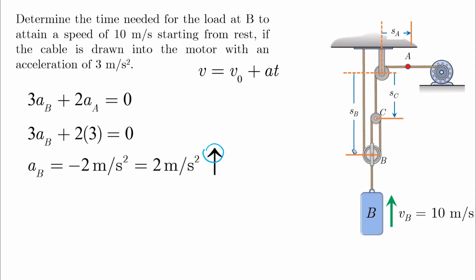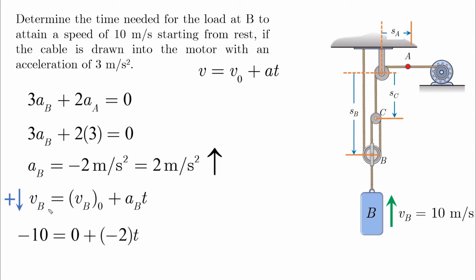And now we can find the time using two different ways. Choose what you want. The first method is assuming positive down. So we have this constant acceleration equation. vB final will be minus 10 because it's up, from rest equals 0, and aB also will be negative because it is up. And from here we can find the time to be 5 seconds.